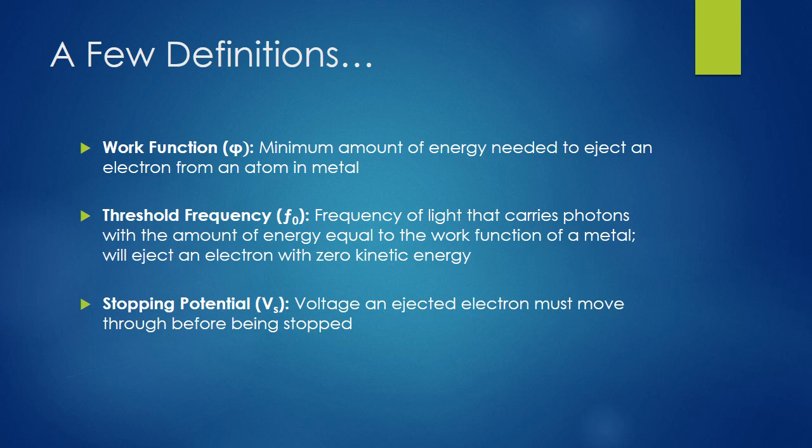Lastly, we're going to deal with a concept called the stopping potential. So the way that scientists actually measured the kinetic energy of electrons in the lab once they were emitted from the metal, was they put it into a circuit, and they put a voltage across the circuit, and the voltage that was actually able to stop those electrons was called the stopping voltage, and this helped us calculate the kinetic energy of those emitted electrons.